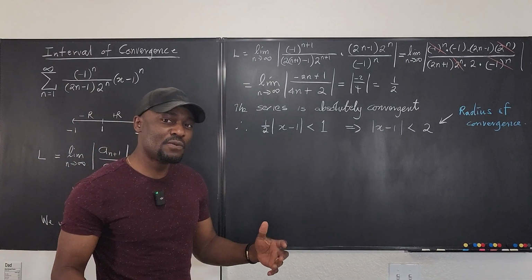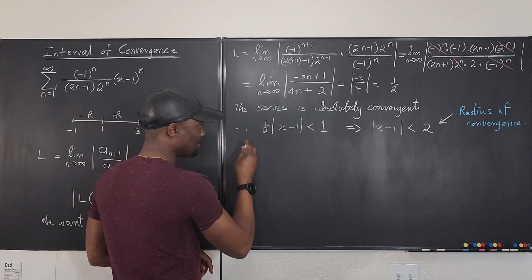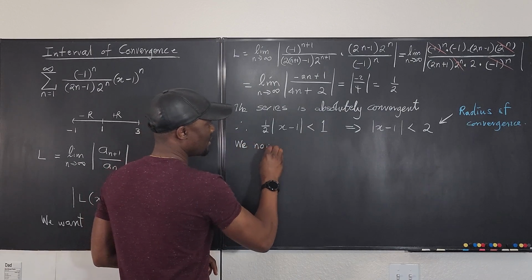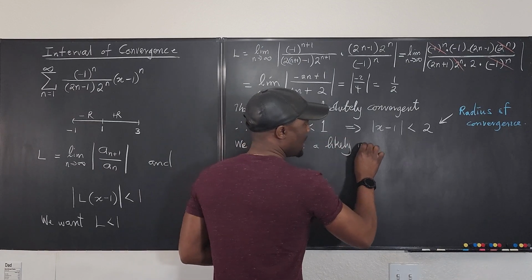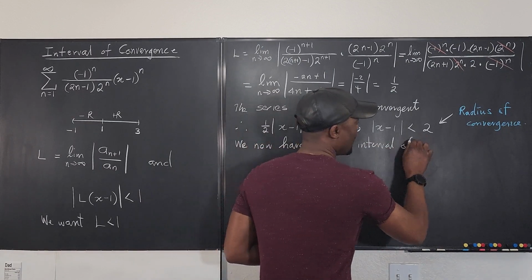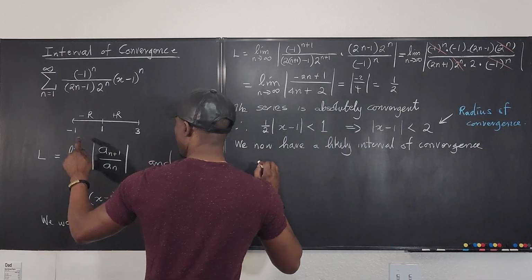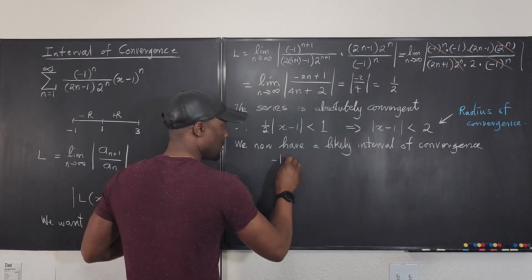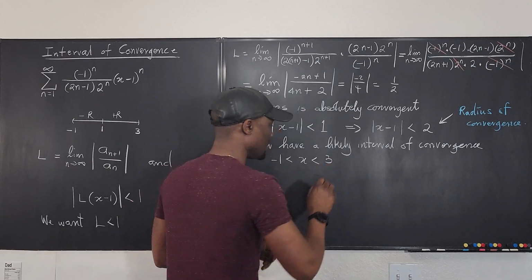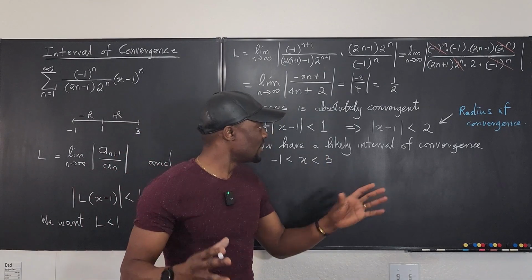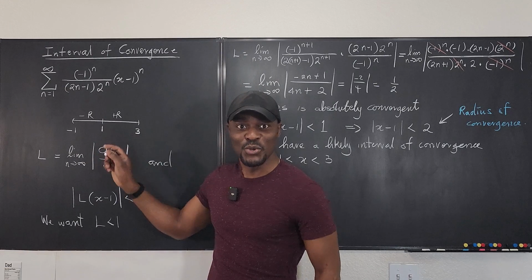So, but we're not sure if we're going to take the end point. But for now, we can say we now have a likely interval of convergence, which is from -1 less than x and x less than 3. Okay? Some people like to use the absolute value thing. You know what? If you just start with this, you will be fine.